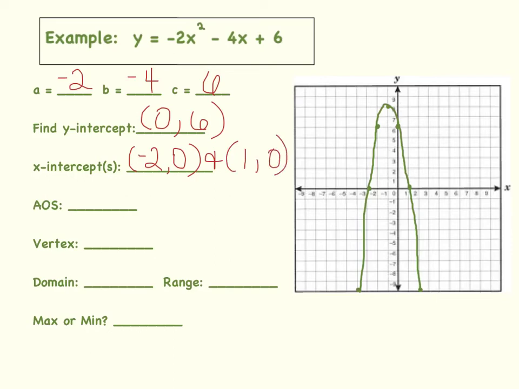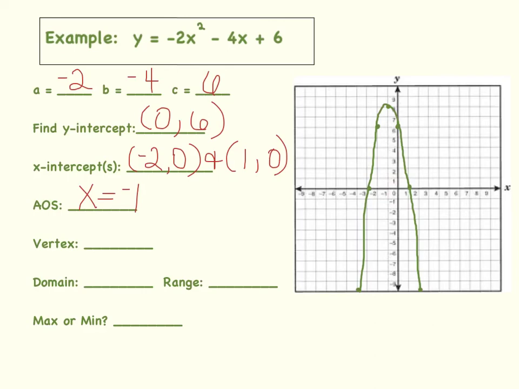Now let's look at the axis of symmetry. Remember, the axis of symmetry is what cuts our graph in half vertically. And so it is always going to go through the vertex, and so the axis of symmetry is the x-coordinate of that vertex. We always have to write it as an equation though. So what is the x-coordinate of our vertex? Well, our vertex is negative 1, 8. So x equals negative 1. That is where this would cross the x-axis, where x is negative 1.